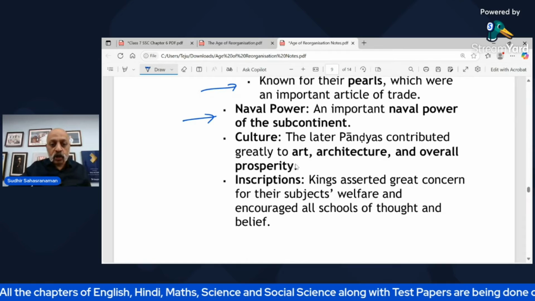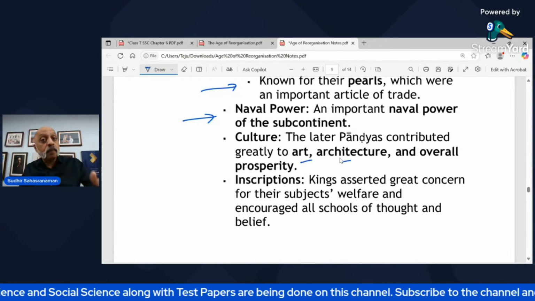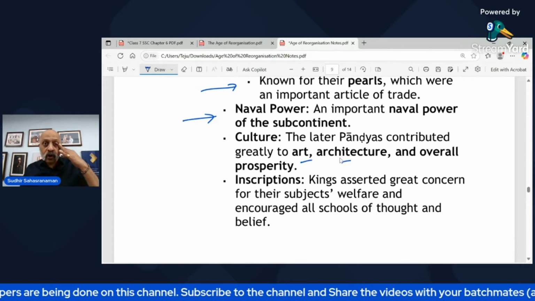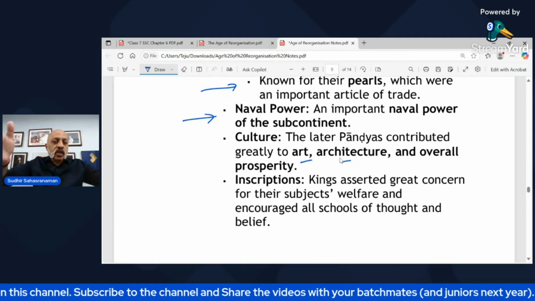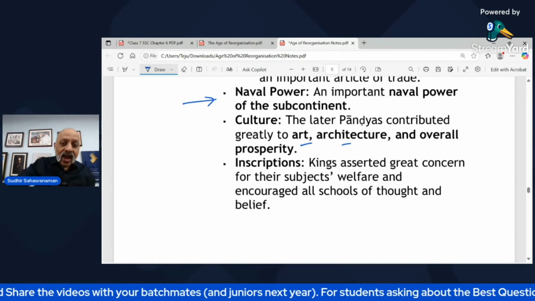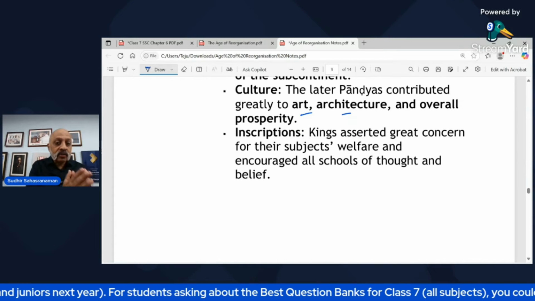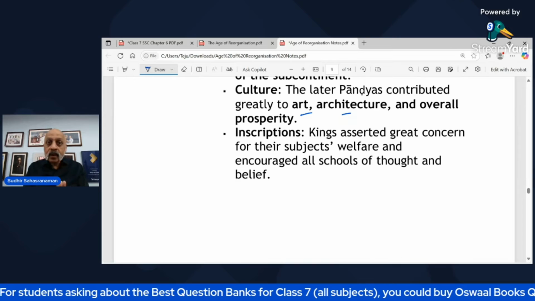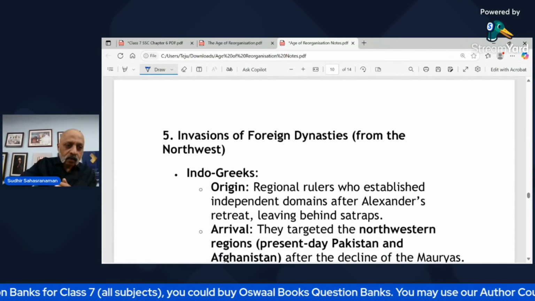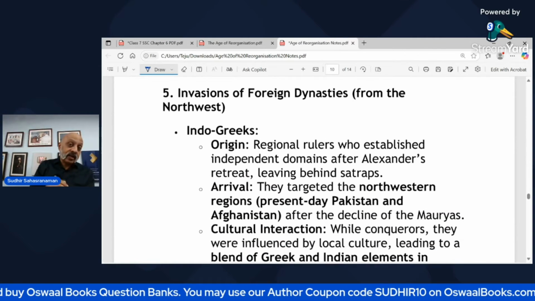Culture, they contributed to art, architecture, and that seems to be a trend among all the kingdoms which came up after the decline of the Mauryas. During this age of reorganization, they seem to have focused a lot on art, culture, architecture, literature, etc. Right? And the Pandya kings were worried about the welfare of their people, except for that mistake that he made with Kovalan. Right? Now, let's move to the next part, which is about the invasions by the foreign king dynasties.